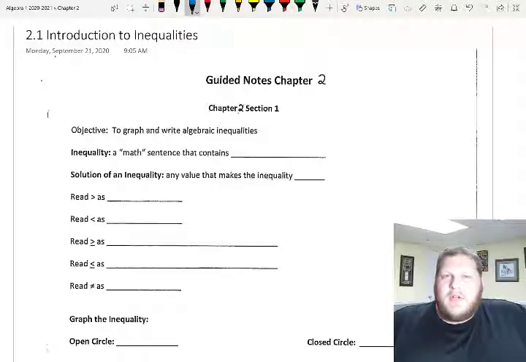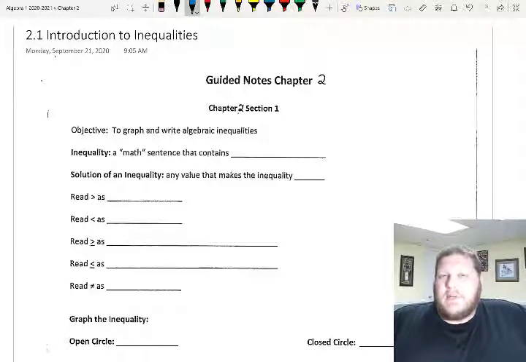Hey guys, today we're going to take a look at 2.1, which is getting into the basics of how we write and graph inequalities. Yesterday in class, I had you working on the Desmos exploration activity where you played around with how the different points on the number line for that inequality would create the entire graph for it.